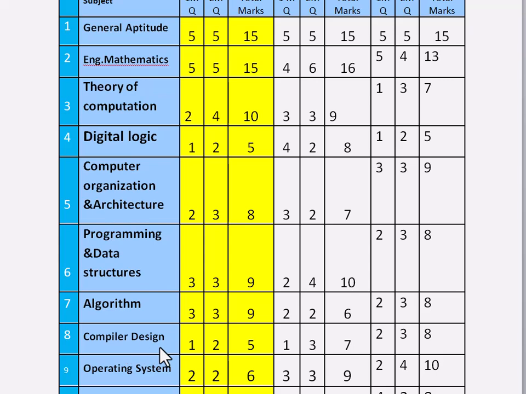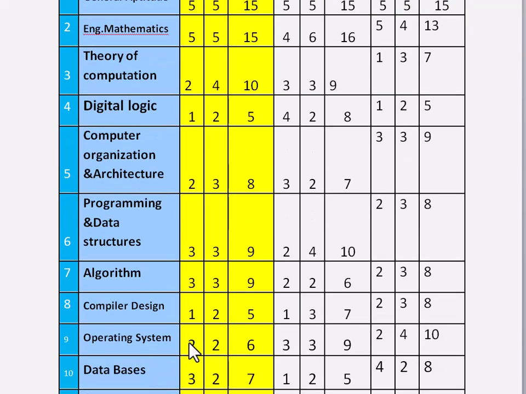For compiler design subject, in 2022, 1 mark questions were 1 and 2 mark questions were 2 and total marks are 5. And in 2023, 1 mark question is 1 and 2 mark questions are 3, total marks are 7. In 2024, 1 mark questions are 2, 2 mark questions are 3 and total marks were 8.